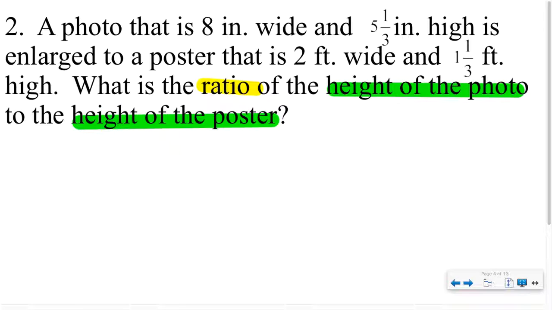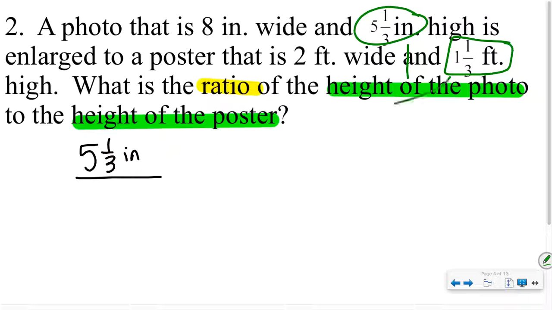So which of the four numbers should we put in the numerator of our ratio? 5 and 1/3. Good. My numerator is going to be 5 1/3 because that's the height of the photo. 5 1/3 inches to, that's the fraction bar, the height of the poster. 1 1/3, Thomas, is that what you said? Yeah. Good. 1 1/3 feet.